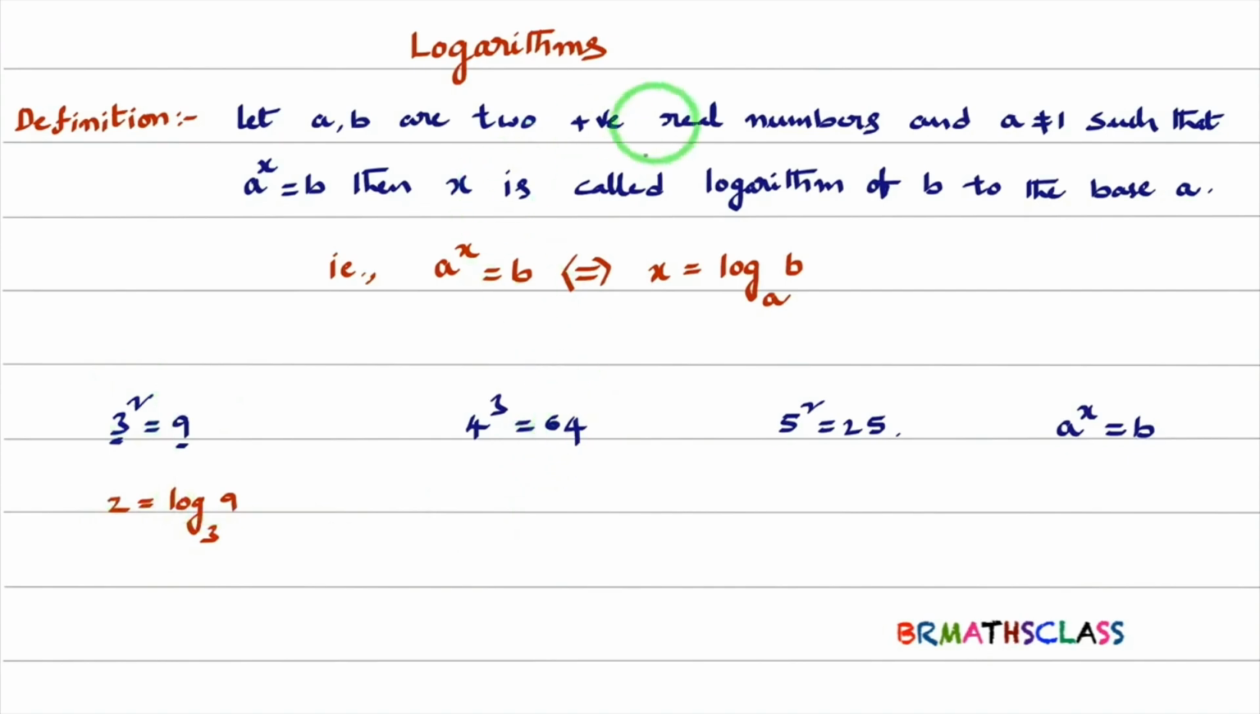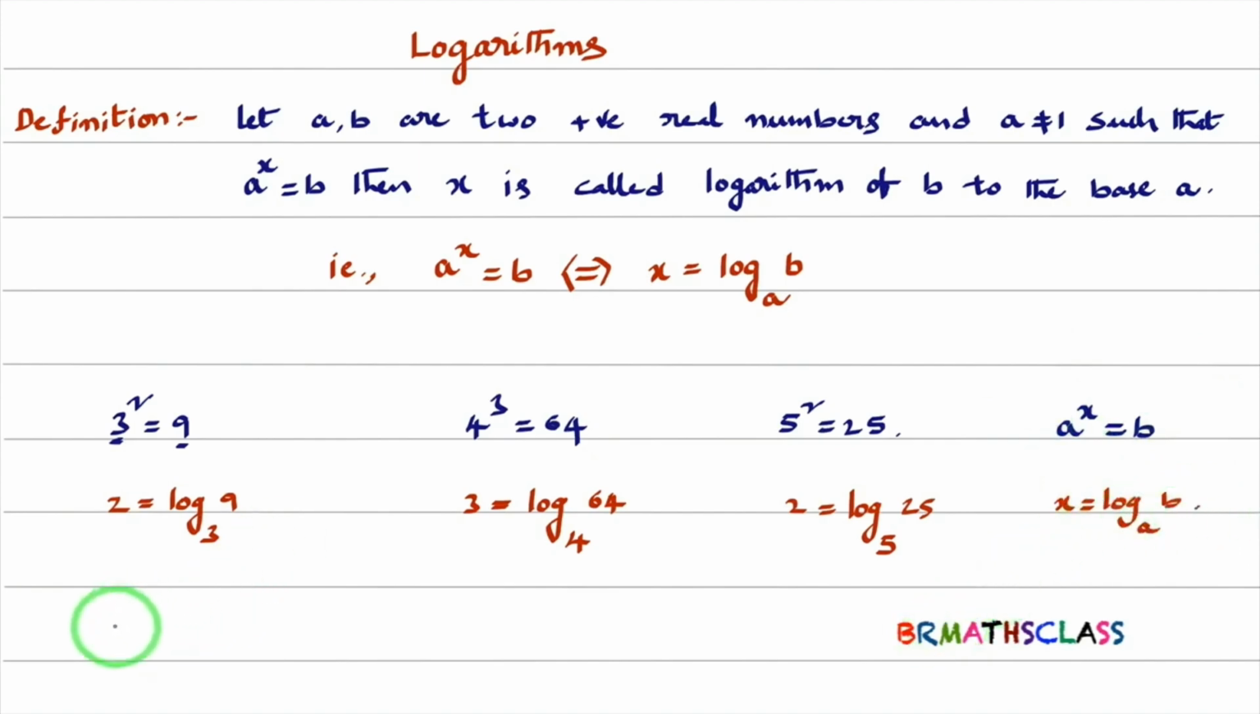Correct? From the definition, if you are able to identify 4 cube equal to 64, from this expression you write the logarithmic form. 3 is the logarithm of 64 base 4. I hope you are understanding. Now you see 5 square equal to 25. 2 is called the logarithm of 25 base 5. Yes. Now you see here, this is a power x equal to b. As per the definition, it can be written as x equal to log b base a. I hope you are understanding.